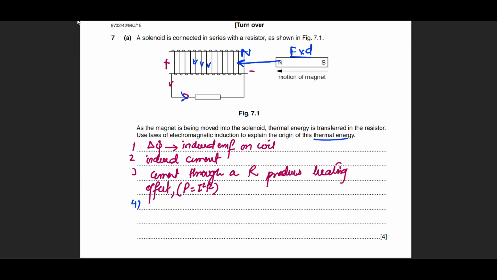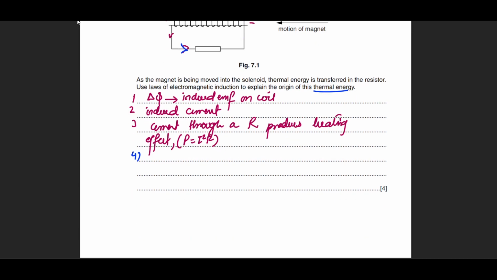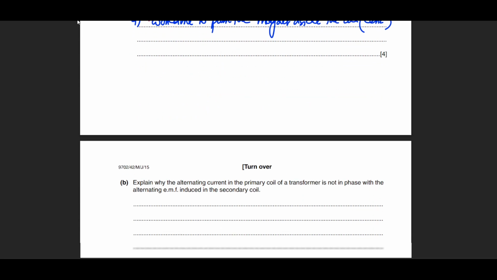So according to Lenz's law, since there is going to be an opposition, whatever opposing force there is, we need to provide at least that much force so that we can push it in. That's why the origin of this thermal energy is going to be the work done to push the magnet inside the coil. Of course, if you have writing space, you can mention Lenz's law opposition. Okay, why there is a force opposing the movement of the magnet.